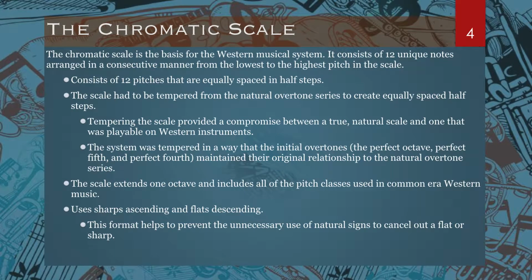So our scale had to be tempered from the natural overtone series to create equally spaced half steps. In a natural scale, the half steps are not equal. So we had to adjust the distance between each pitch to create our major and minor scales, which makes it an imperfect scale, but it also allows us to create a wide variety of music. So tempering the scale provided a compromise between a true natural scale, one that you would find in nature, and one that was playable on Western instruments.